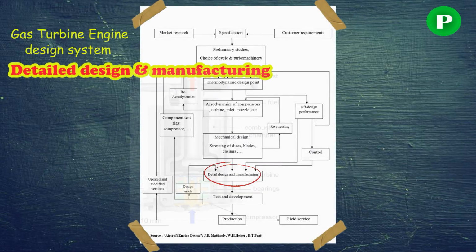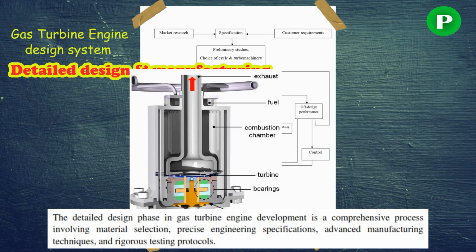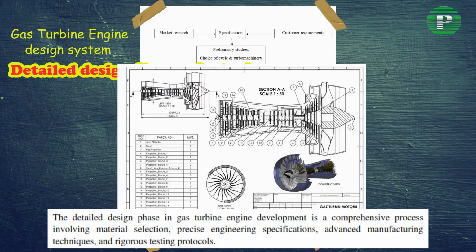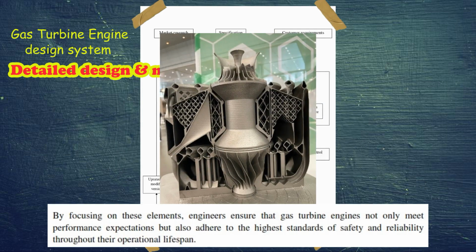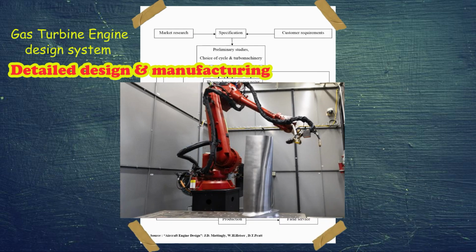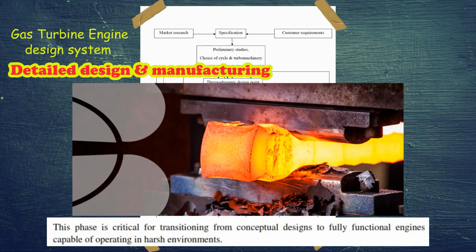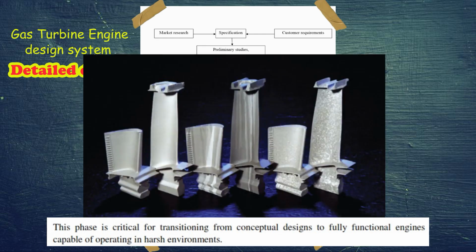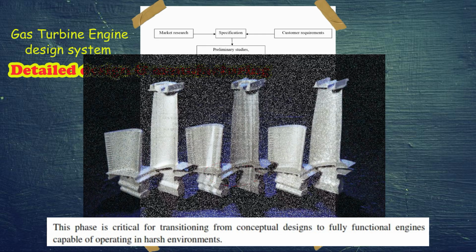Detailed design and manufacturing. The detailed design phase in gas turbine engine development is a comprehensive process involving material selection, precise engineering specifications, advanced manufacturing techniques, and rigorous testing protocols. By focusing on these elements, engineers ensure that gas turbine engines not only meet performance expectations but also adhere to the highest standards of safety and reliability throughout their operational lifespan. This phase is critical for the transition from conceptual designs to fully functional engines capable of operating in harsh environments.